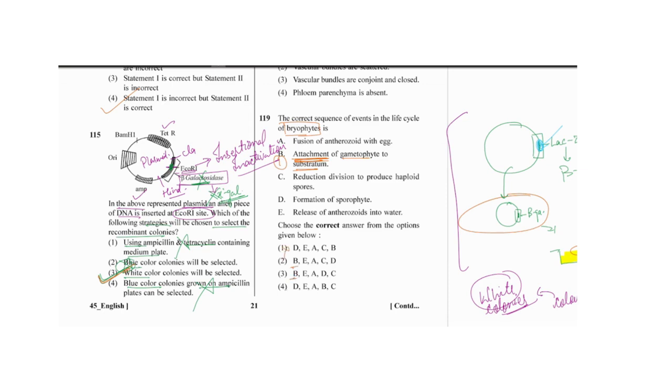Okay, so the first and fourth options will be eliminated. Because of that, we can choose either B, E, A or B, E, A, which are similar. Okay, so B and E and then A.